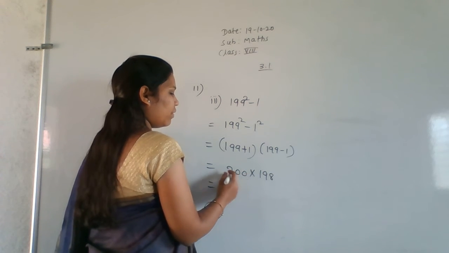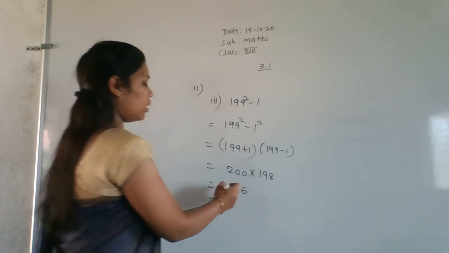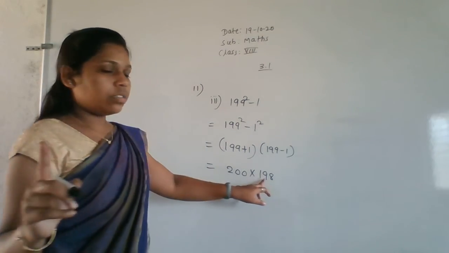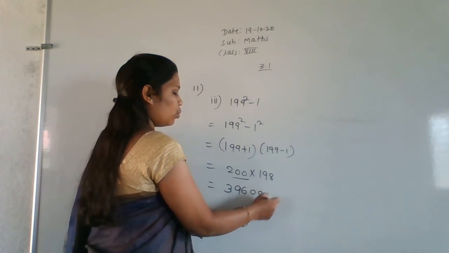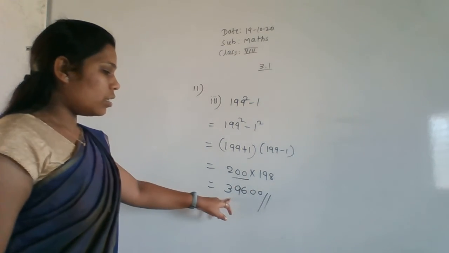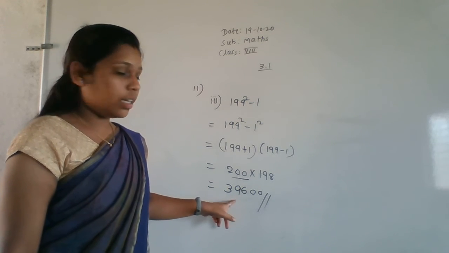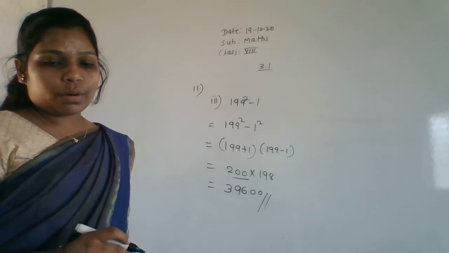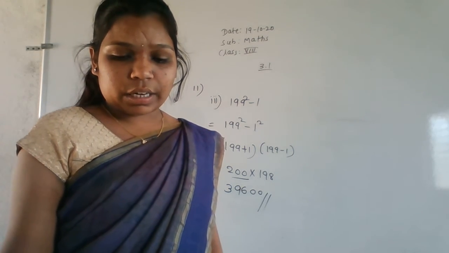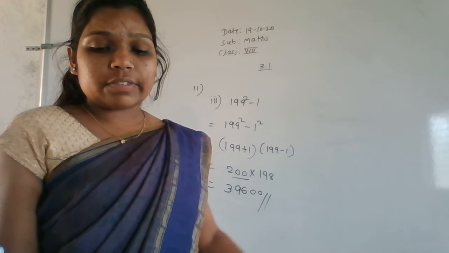Multiply with the 2. 2 times 8 is 16, 1 carry. 2 times 9 is 18 plus 1 is 19, 1 carry. 2 times 1 is 2 plus 1 is 3. How many zeros are there? 2. So it is 39,600. The answer is 39,600. Getting it? Okay, so the 11th one is completed. Next one is the 12th main.